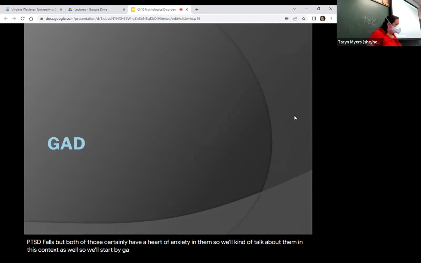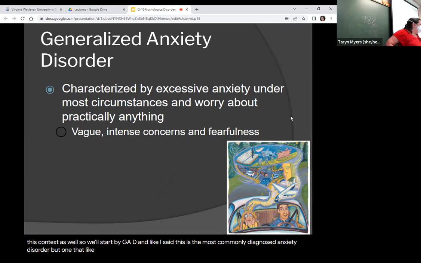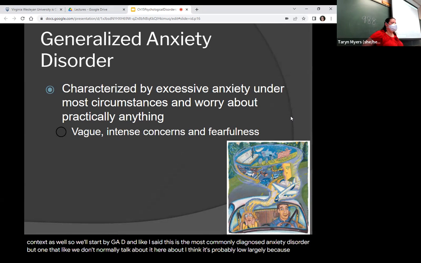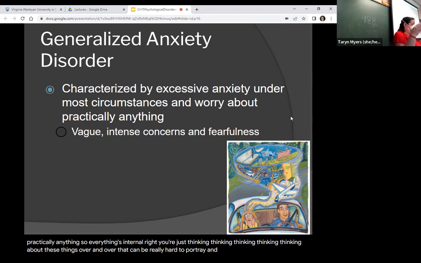So we'll start with GAD. And like I said, this is the most commonly diagnosed anxiety disorder, but one that we don't normally talk about. I think it's probably largely because it isn't necessarily that interesting to portray on screen, right? Something like a phobia, it's pretty easy to be like, oh, a spider, right? But GAD is characterized by excessive anxiety and worry about most circumstances and practically anything. So everything's internal, right? You're just thinking about these things over and over. That can be really hard to portray in a pop culture way.